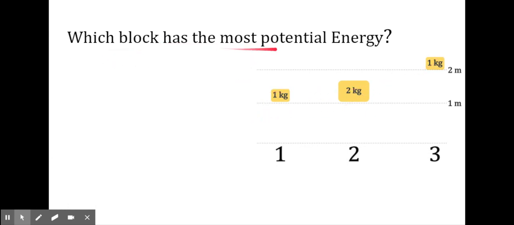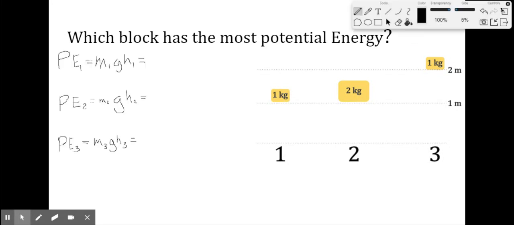So it says, which block has the most potential energy? Anytime you have a situation like that, you need to think, what equation am I going to use? Hopefully you remember from our last slide that potential energy is just mass times gravity times height. I put 1s for this one because that's going to be for our first block. I put 2s for this one because that's going to be for our second block. And I put 3s for this one because that's our third block. So now we just got to plug things in. What is this whole equation going to be when I plug in the values that I know for the first equation?